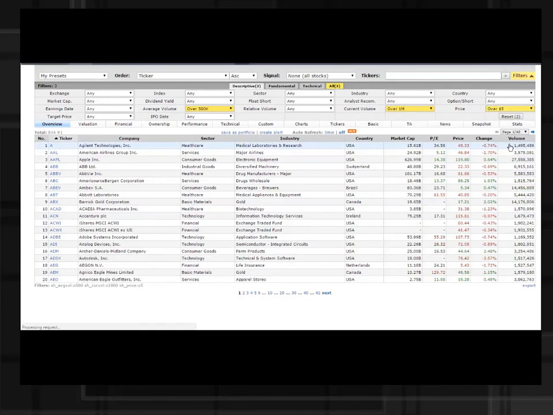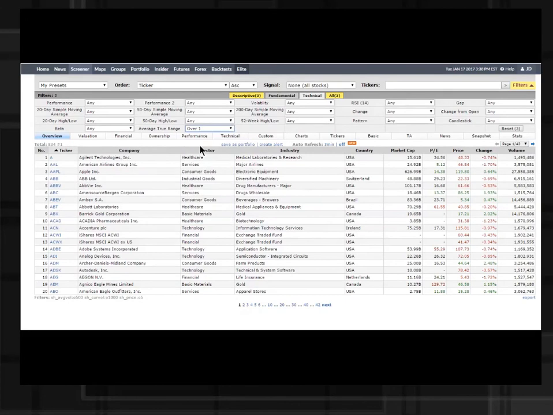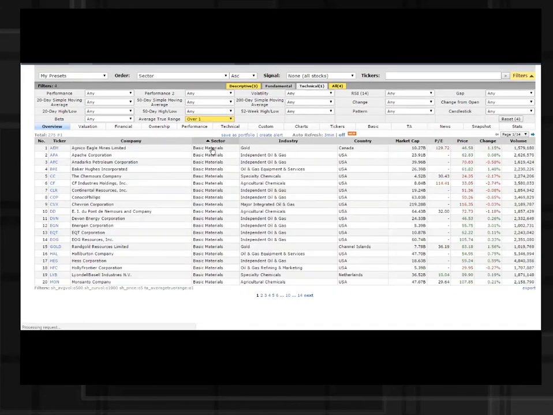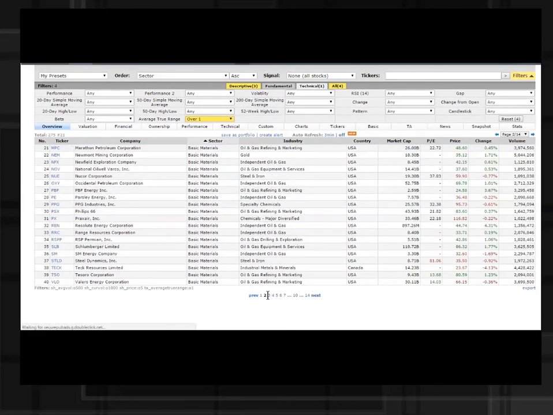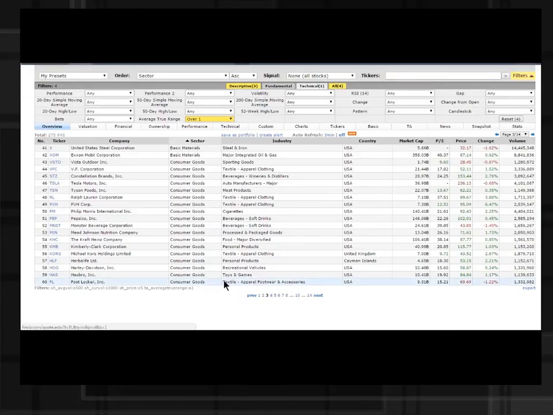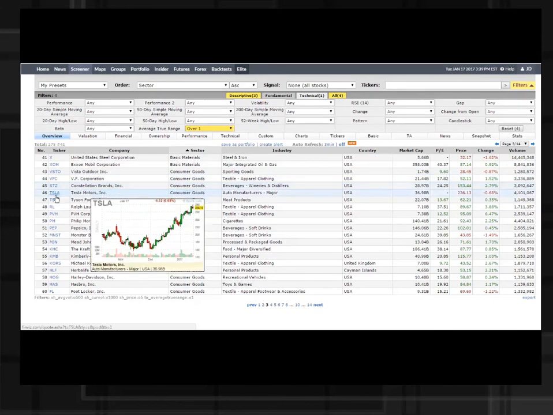I narrow my search more by adding the technical filter of average true range, and I select the value over 1. This filters for stocks with recent abnormal price action, and I get a tighter selection. Then I sort the list by sector. This way I can jump to other sectors I might be more interested in. With practice, scanning can be done quickly.